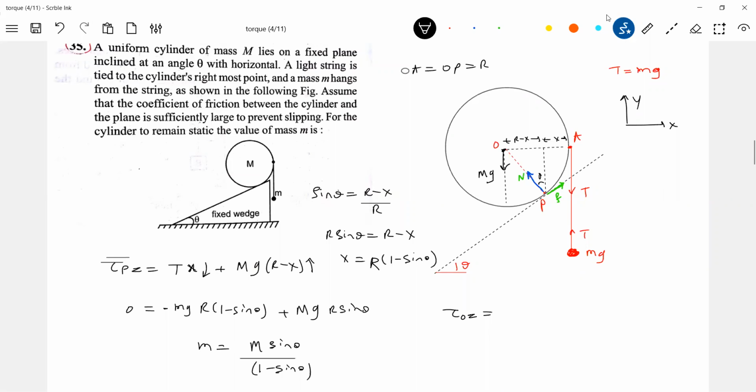Now talk about O, about the axis passing through O perpendicular to the plane. Due to N and mg it will be 0. Due to tension, T into R. Then due to friction, F into R. So this should be equal to how much now? 0 equals minus TR plus FR.